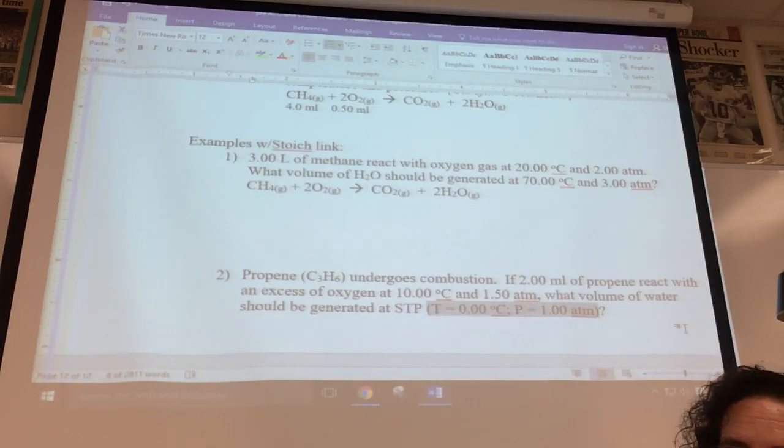In the middle benchmark part, you get 6 milliliters of H2O. Now we need the answer, like how many it is.